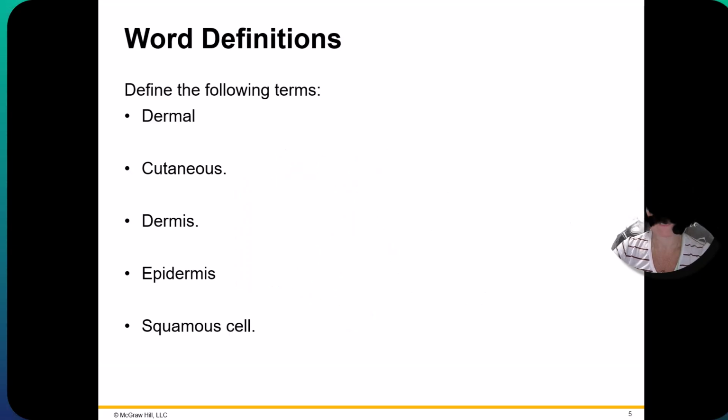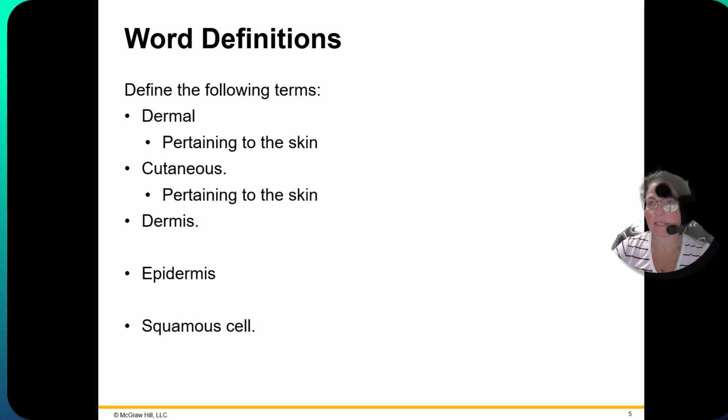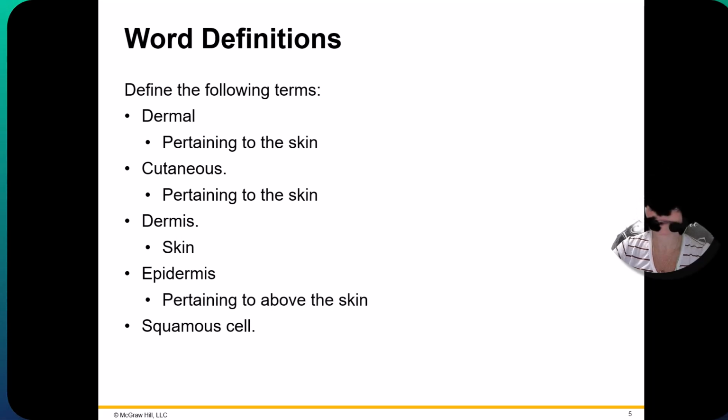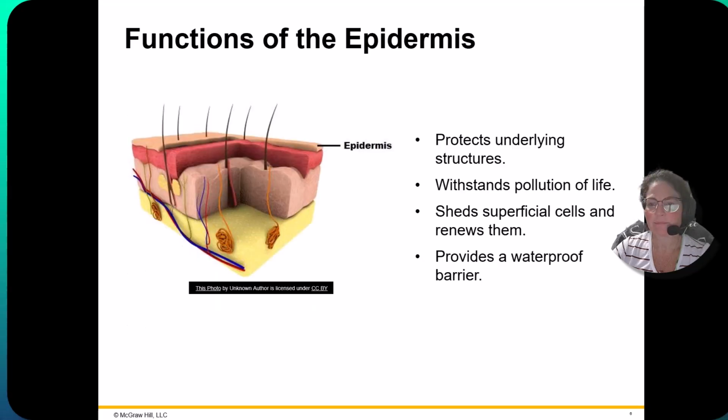So some word definitions. Let's take a look at these. Dermal, what does it mean? Pertaining to the skin. Cutaneous, what does it mean? Pertaining to the skin. Dermis is the skin. Epidermis means pertaining to above the skin. And squamous cell, it means scaly cell.